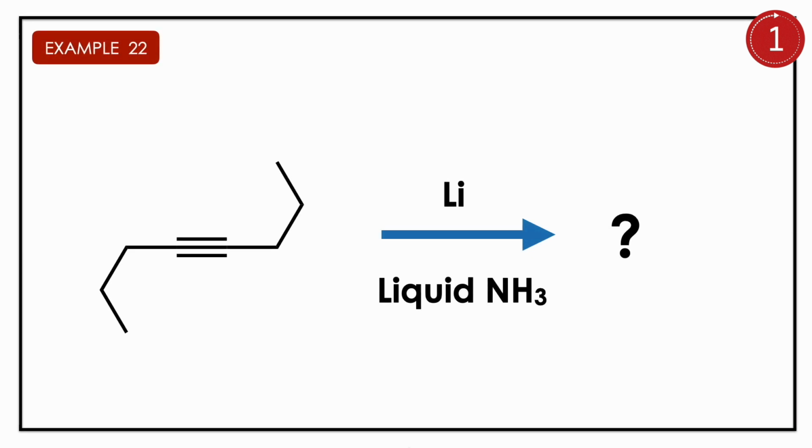Then the next example, you have an alkyne. In the side chain you have a propyl group on both ends. You are reacting with lithium and liquid ammonia. You should find what will be the final product.